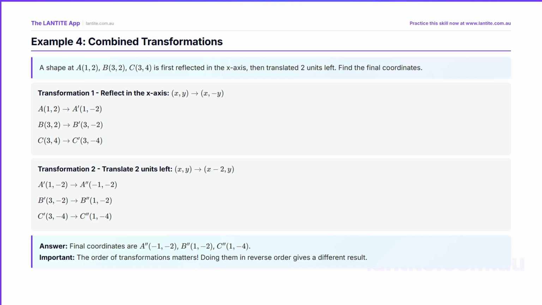Second, translate 2 units left. This means subtract 2 from each x coordinate. So A prime becomes (-1, -2), B prime becomes (1, -2), and C prime becomes (1, -4). A crucial point for the LANTITE is that the order matters. If you did the translation first and reflection second, you would get a different answer.